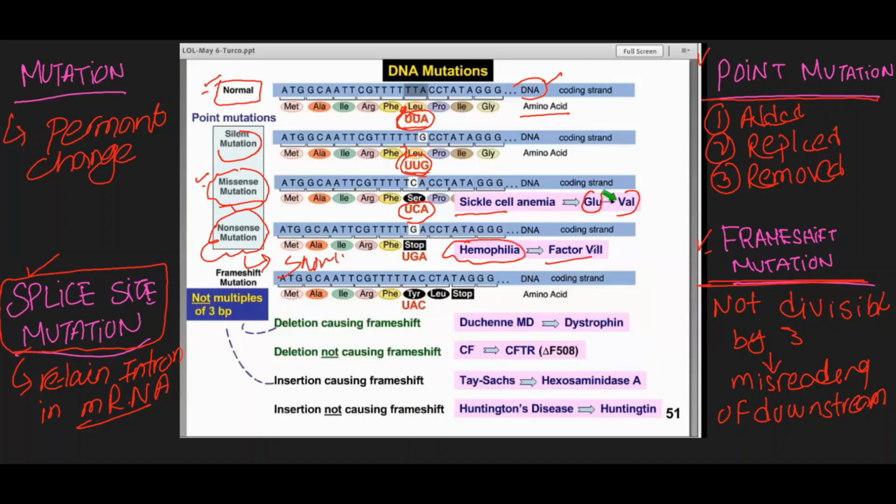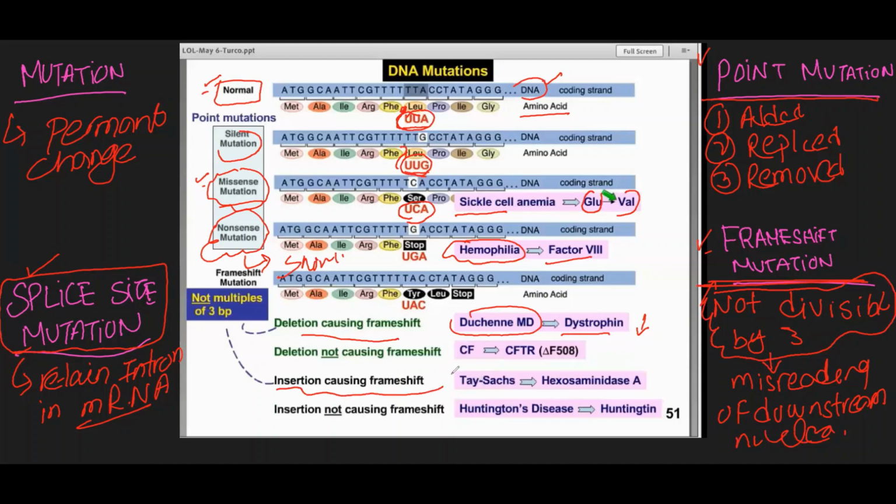So next is the frame shift mutation. As we already know, the frame shift mutation is basically the addition or deletion of nucleotides not divisible by 3, leading to misreading of the downstream nucleotides. So what happens in deletion causing frame shift? An example is Duchenne muscular dystrophy, where the dystrophin protein is decreased or dysfunctional.